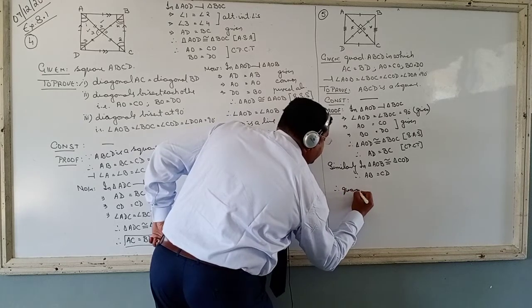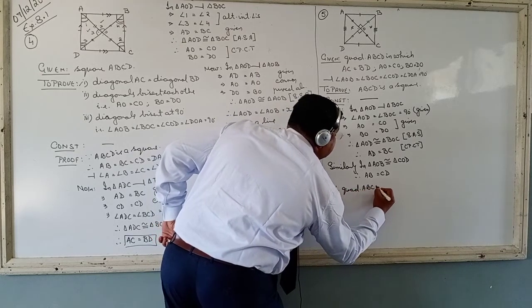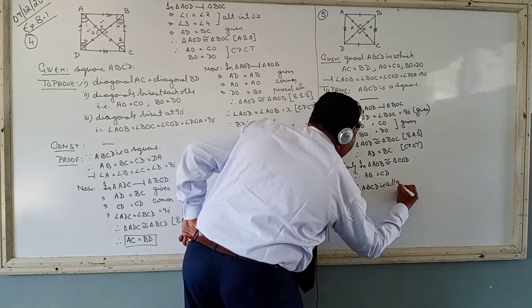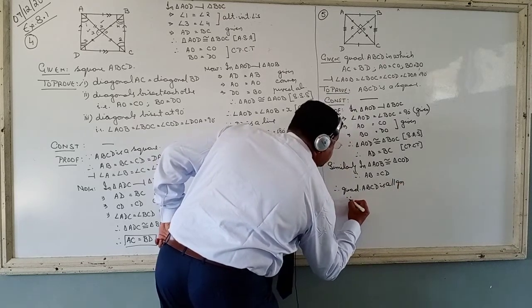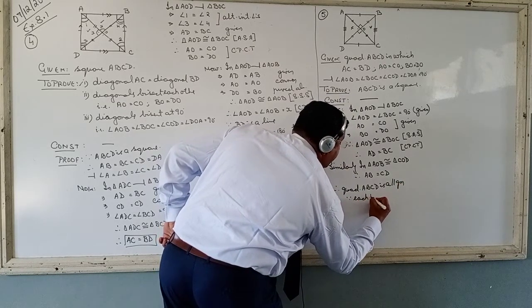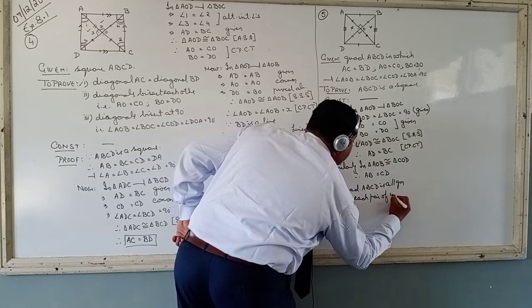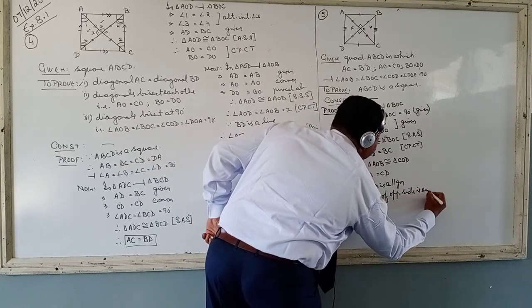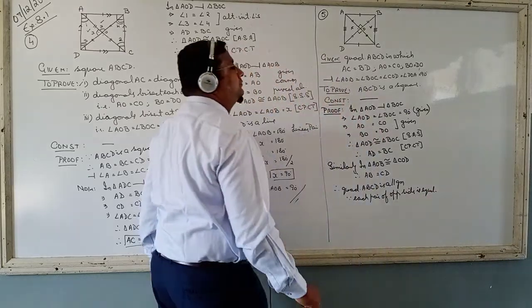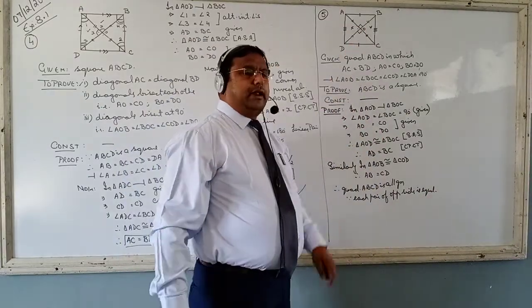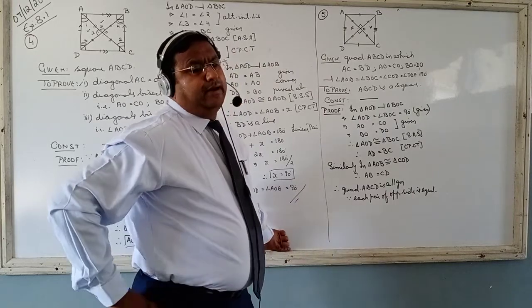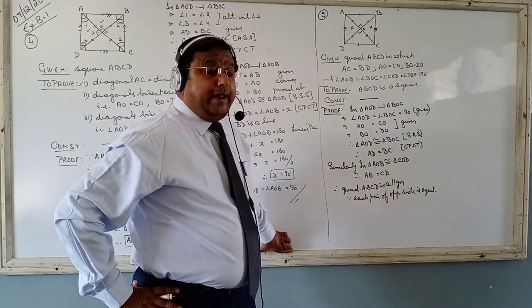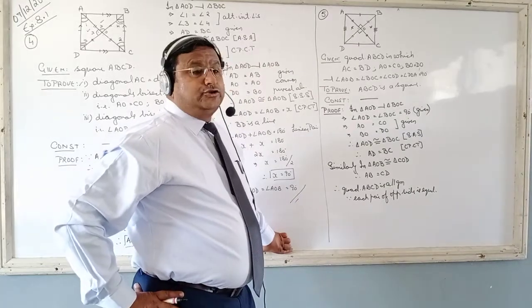Therefore, quadrilateral ABCD is a parallelogram because each pair of opposite sides is equal. So therefore it is a parallelogram. Fine. We don't need to prove it a parallelogram. We need to prove it a square. So how do we prove it a square?